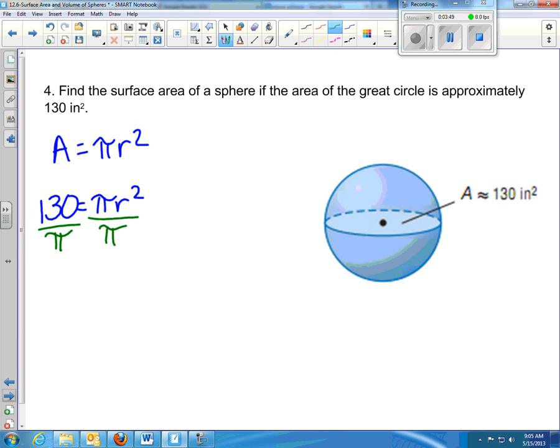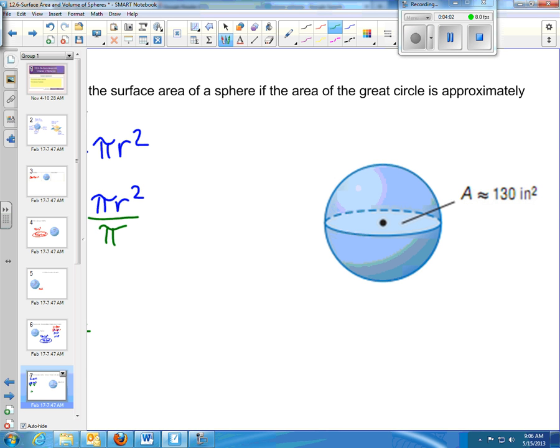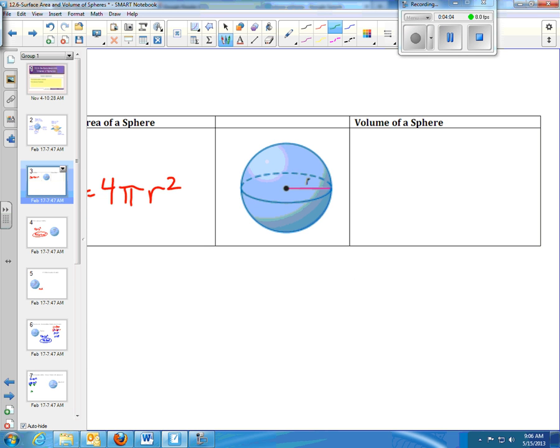Next, what we're left with is our radius squared. How do you want to undo squaring? Yeah, we're going to take the square root. So once you've done that, you find your radius, and then I want you guys to go back in and find our surface area. Before we can do our next problem, we need to finish off our volume formula.